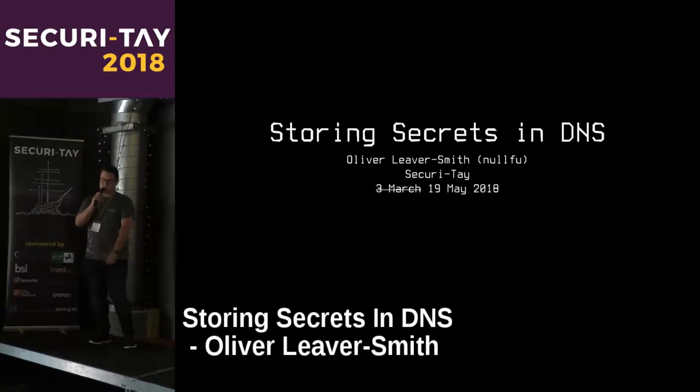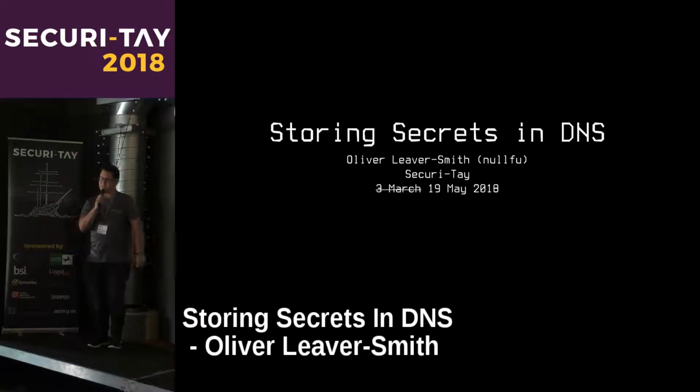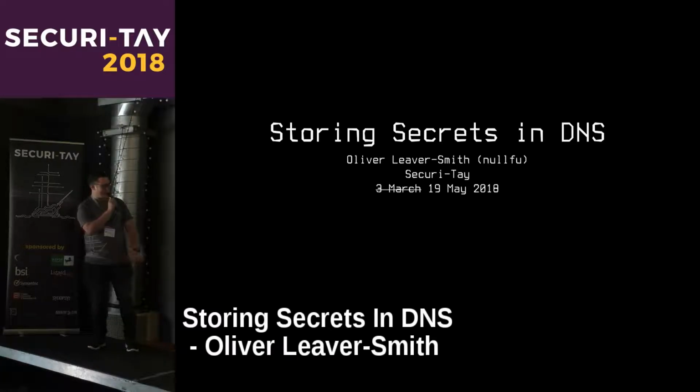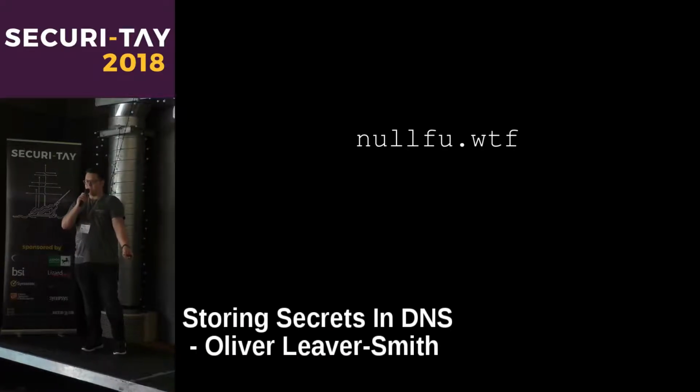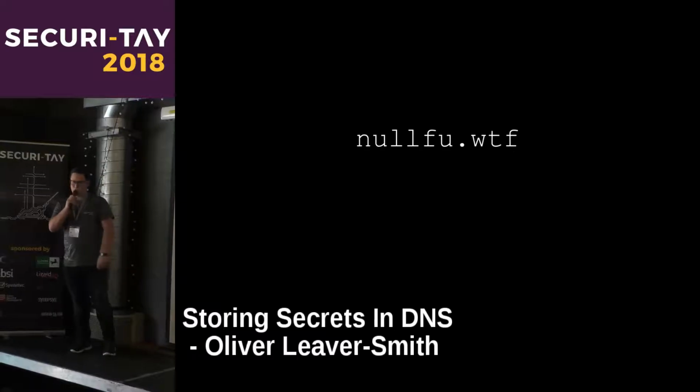So yeah, this is storing secrets in DNS, and I didn't think this talk would get accepted, but here we go. This is something that a friend of mine and I have been looking at, and we thought we'd make a little group about it so that we've got somewhere to share our stuff. That's the website. It's a .wtf domain because .io is like 2017, right? And it was $1 on Namecheap.